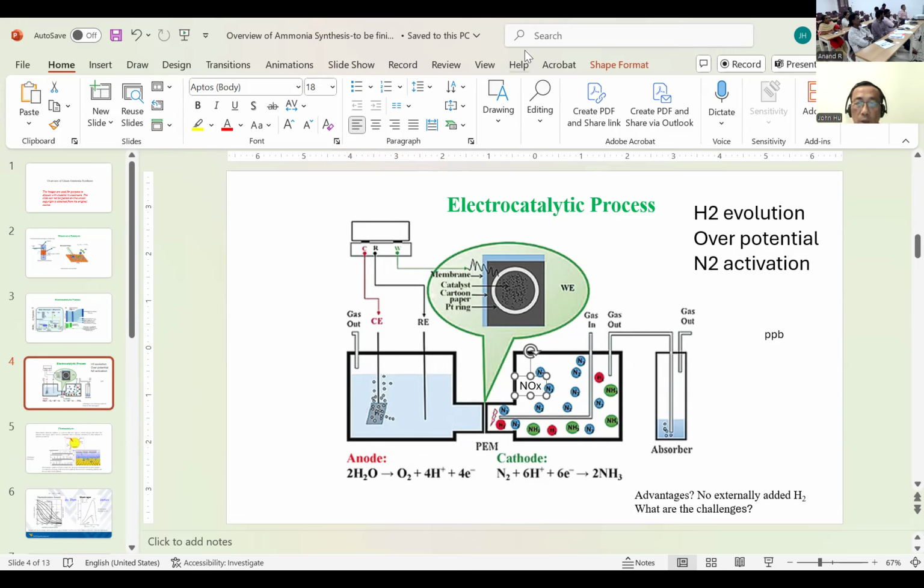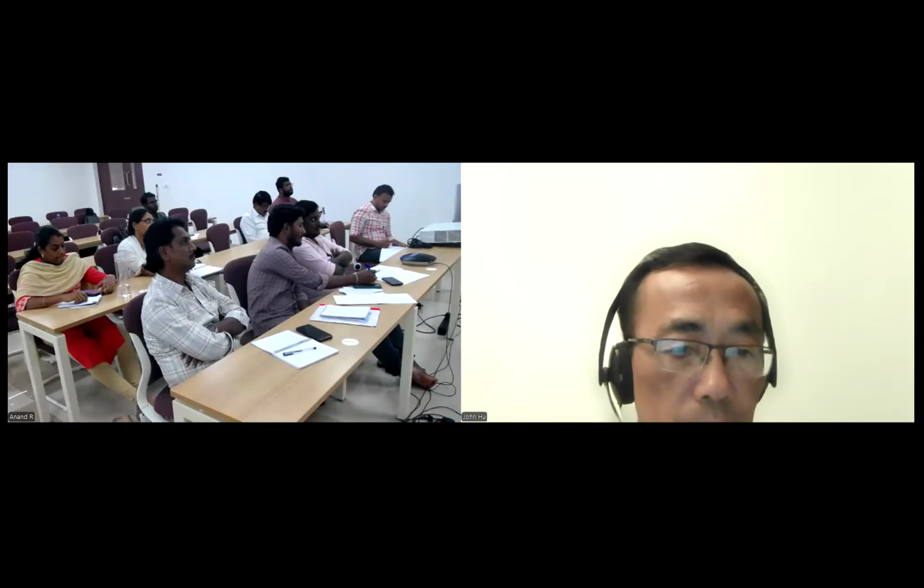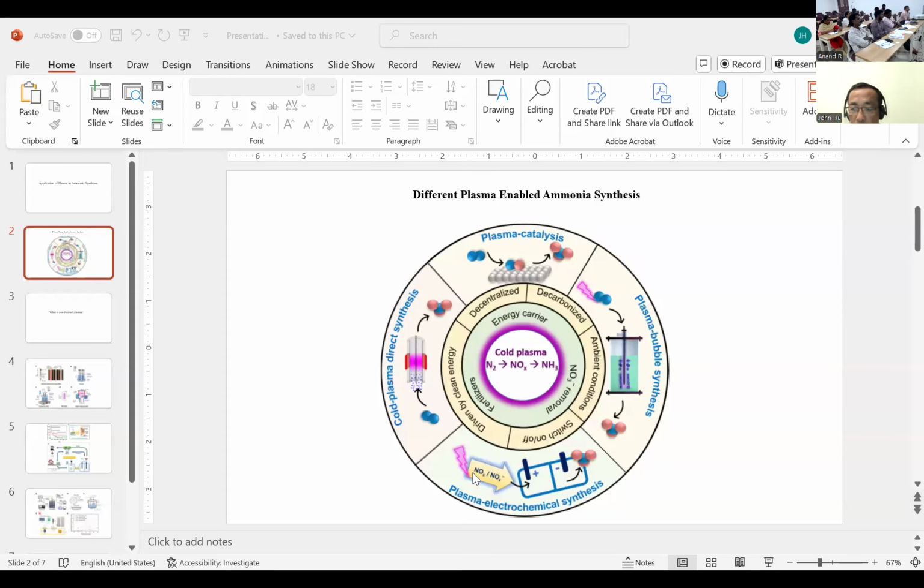Okay, I'm going to stop sharing here and go back. That's why, in this process, because you are feeding NOx in here, it's much easier. It's very reactive compared to N2. That means hydrogen evolution is still a problem, but it's less of a problem compared to when you feed in N2. Did I answer your question? Is that what your question was? Hydrogen evolution? Yes, sir.